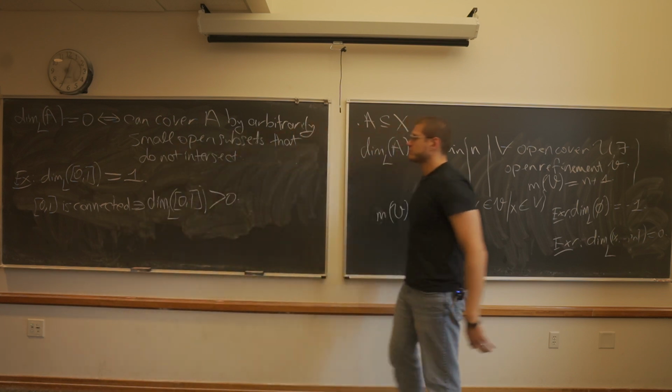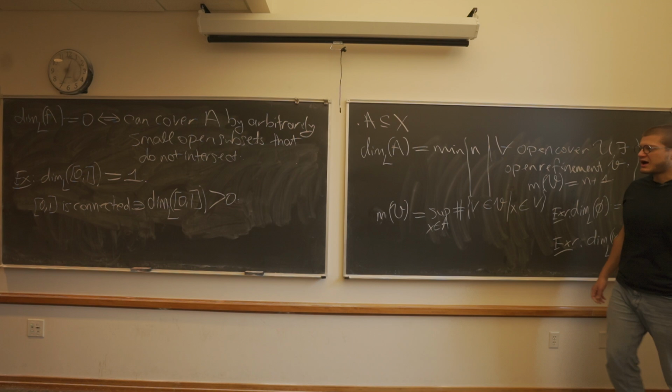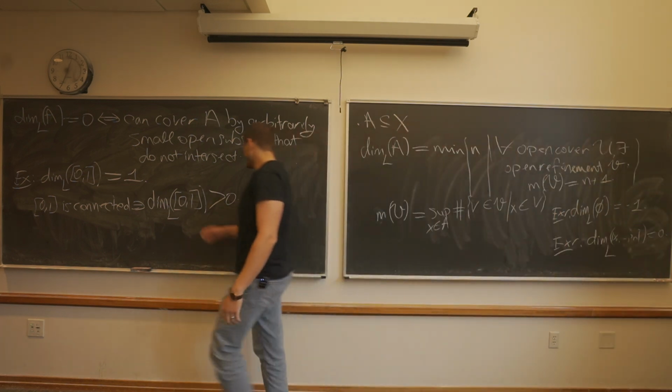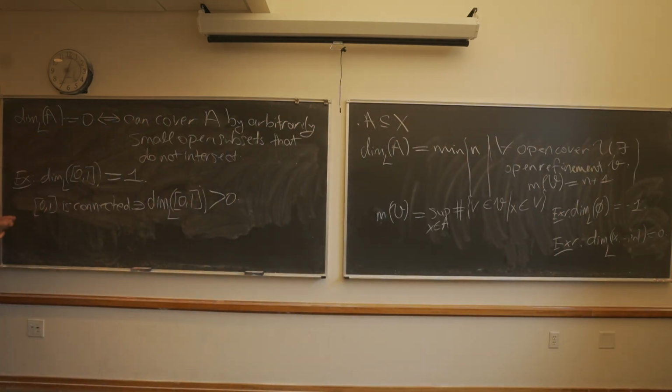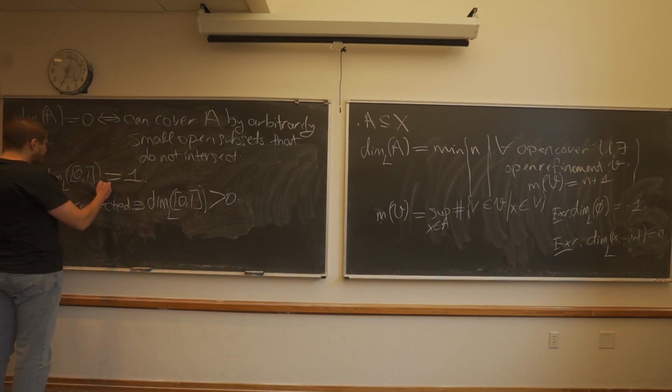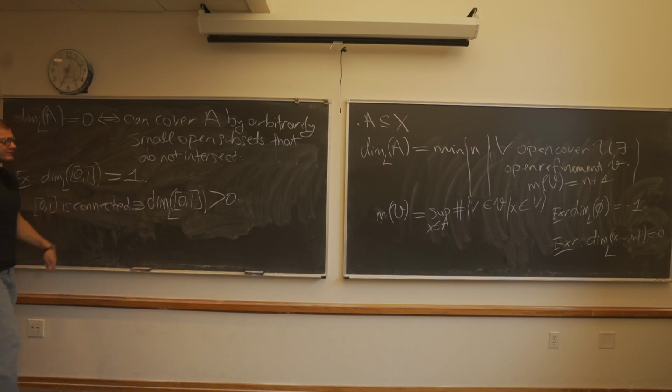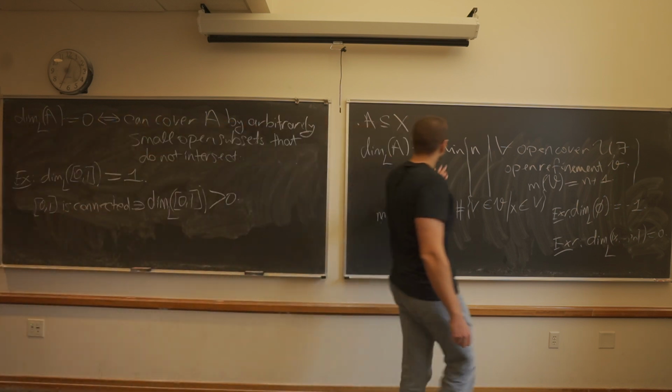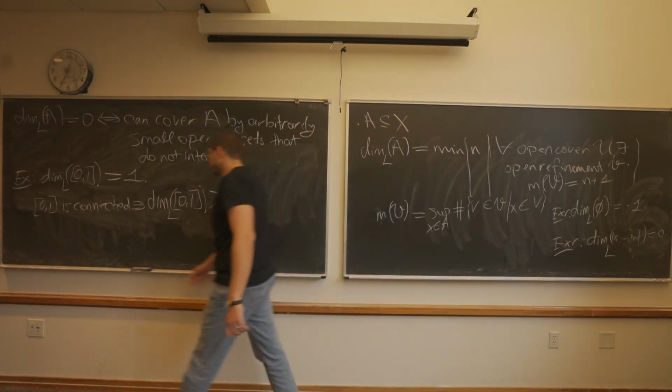Cannot be 0. Okay? I should not expect to be able to cover the interval using disjoint open subsets. But I can say something along the lines of, the dimension must be at most 1. So, because I get to take this minimum, right?